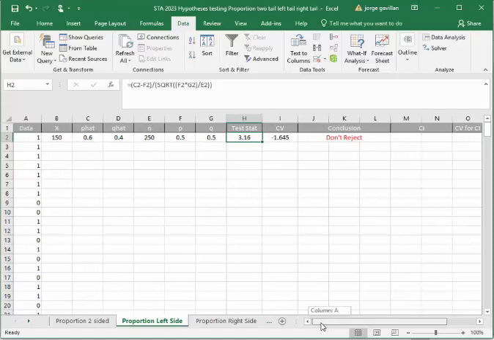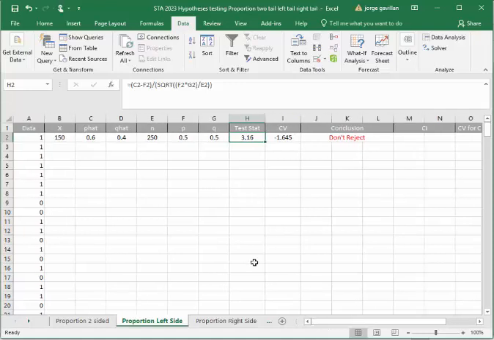In this case, our step 1 for this particular example would be that the null hypothesis is that the population proportion p is equal to 0.5. Our alternative hypothesis is that p is less than 0.5. We took this hypothetical value here, 150 divided by 250, which gave us a p-hat, or sample proportion, of 0.6. Our test statistic will be 0.6 minus 0.5, divided by the square root of p times q, 0.5 times 0.5, divided by our sample size, which is 250. That gave us a test statistic of 3.16.